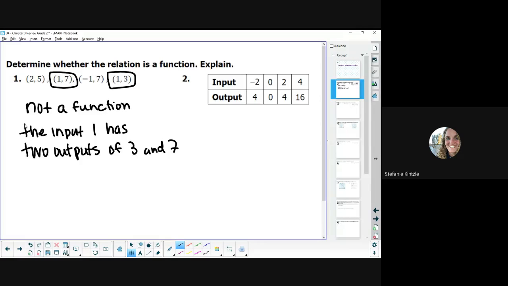The next one. Are there any repeated outputs? Or sorry, are there any repeated inputs? No. Is that a function then? Yeah, each input has exactly 1 output. So this one is a function because each input has exactly 1 output.